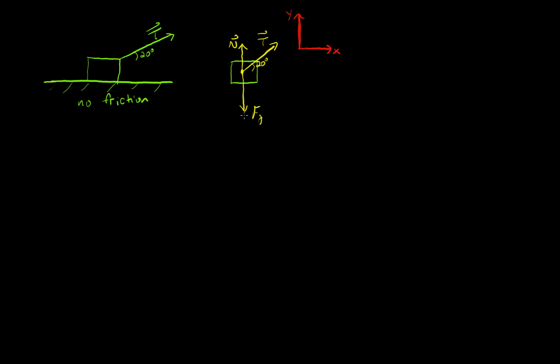So looking in the y direction first, I know that this block is not moving up and down. It's not accelerating. So it's got a constant velocity of 0 in the y direction. So in the y direction, the acceleration is 0. There's no acceleration in the y direction. Therefore, the net force in the y direction is equal to 0. So let's work with that. This is Newton's first law. So the net force in the y direction is 0.